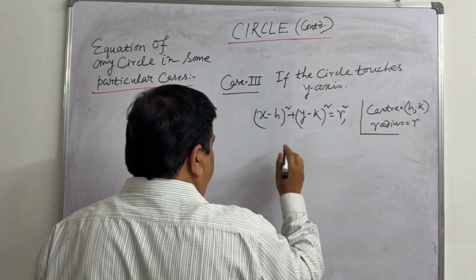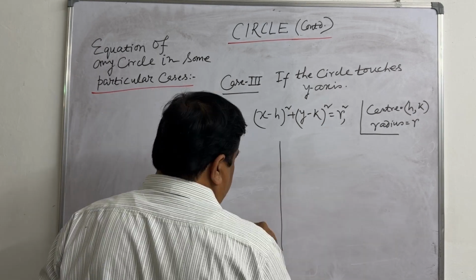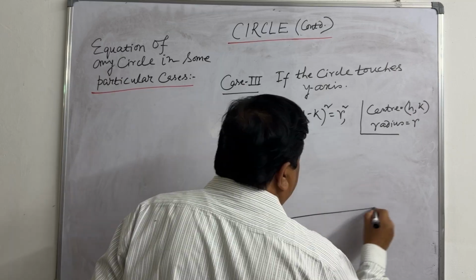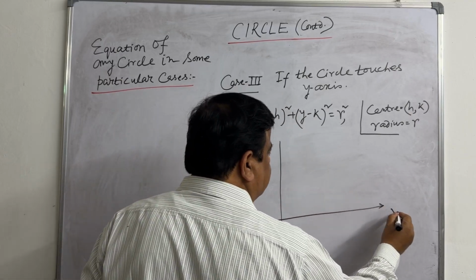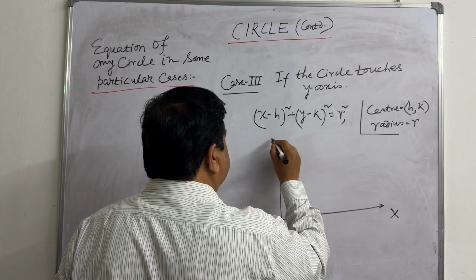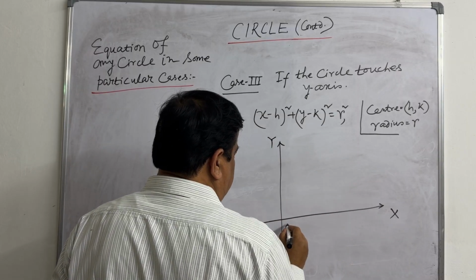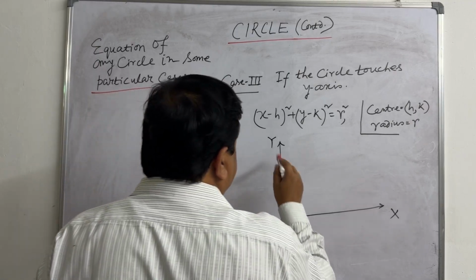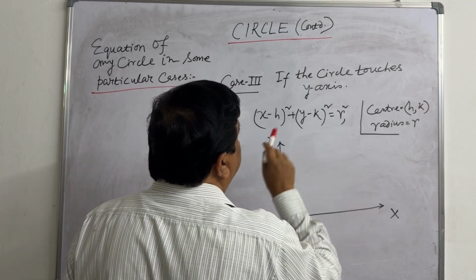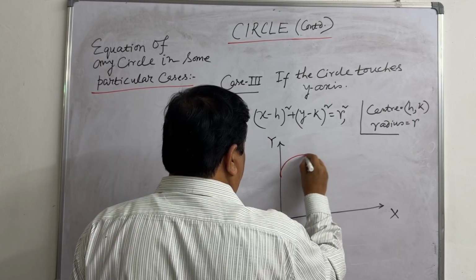Okay, now draw the circle mentioned in case 3. This is x-axis, this is y-axis, here is your origin. Here the y-axis is the tangent of the circle under consideration.